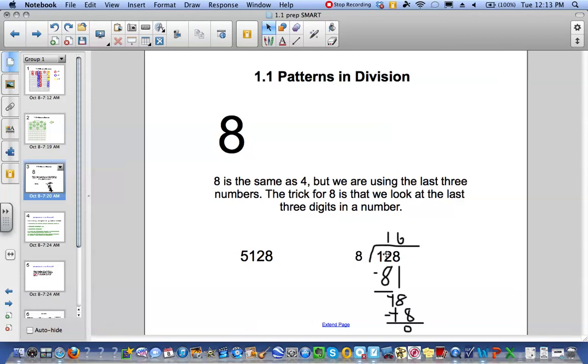If 8 goes into 128, then 8 goes into 5,128. And that will work for any number, anytime.